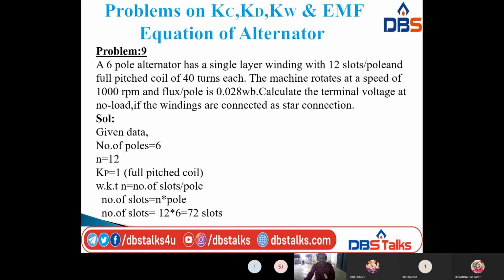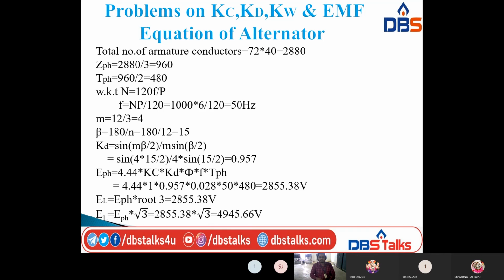After calculating the number of slots, we will calculate the total number of conductors. We just calculated the total number of slots, that is 72. Each slot contains 40 conductors, so 72 into 40. Totally we have 2880 conductors. Next we calculate Z phase, that is the total number of conductors 2880 by the number of phases, 3. So the number of conductors per phase is 960, and by using this Z phase we have to calculate the T phase.